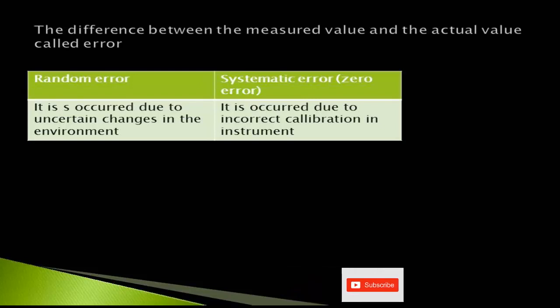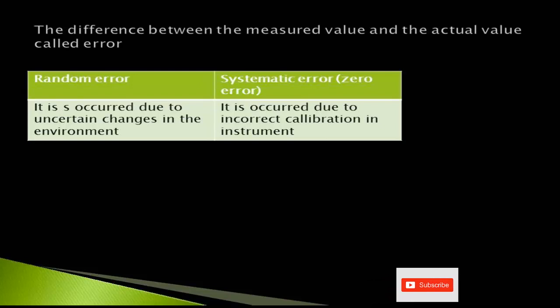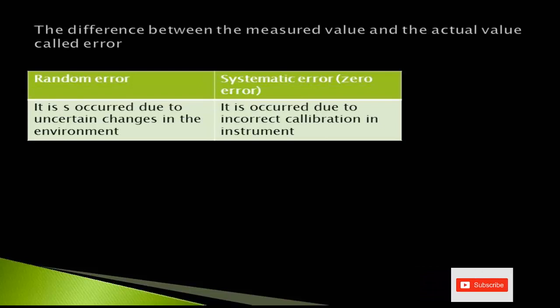So the first point of difference between the random error and the systematic error. Random error occurs due to uncertain changes in the environment, just like the humidity that we measure. It gradually changes day by day, within the same day, within 12 hours, within 24 hours. This type of error can arise due to any cause. There is no particular cause.